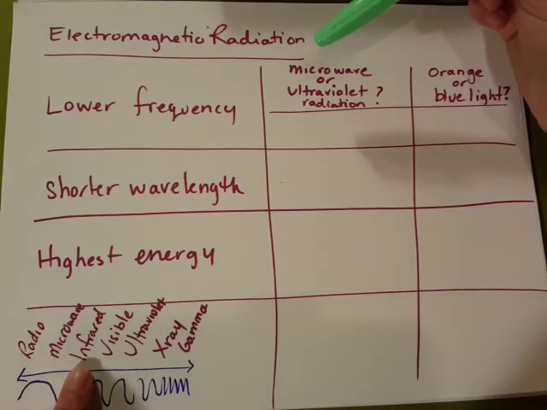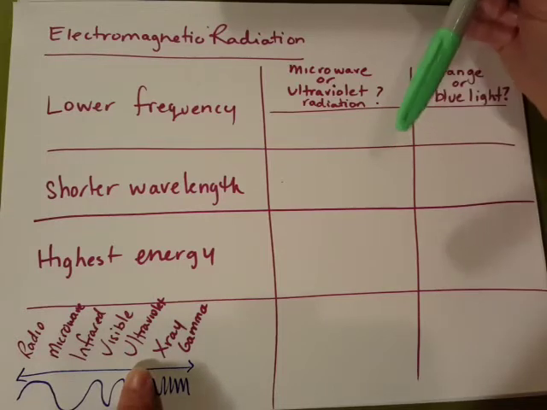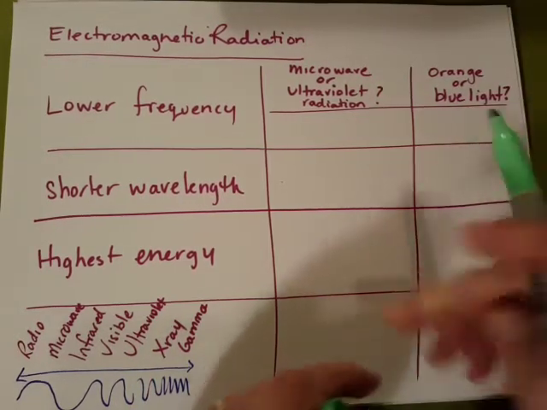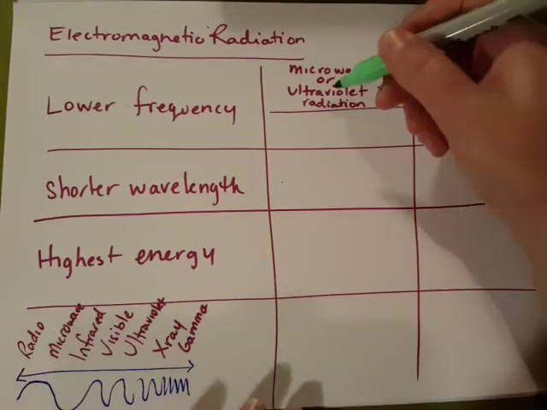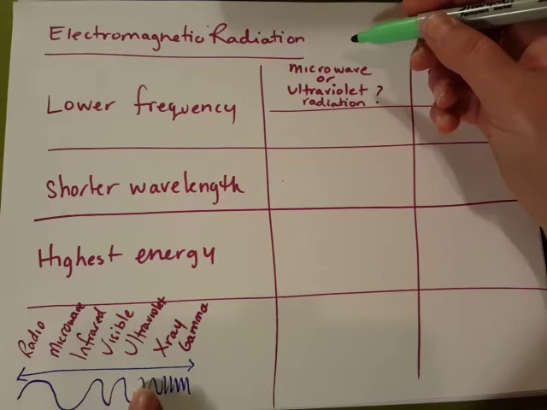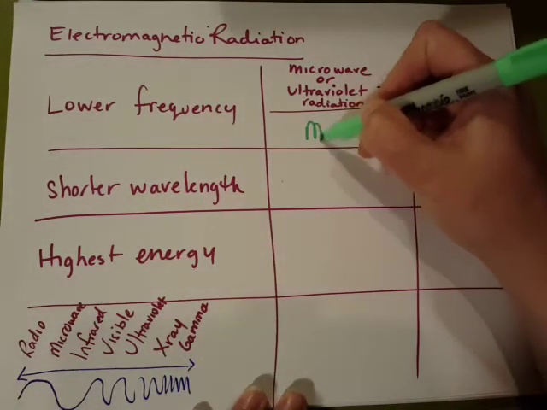So this is not harmful radiation to our bodies, whereas something like ultraviolet, we're wearing sunscreen to protect ourselves, to protect our skin, our tissues from that damaging radiation based on its frequency. So lower frequency, microwave.